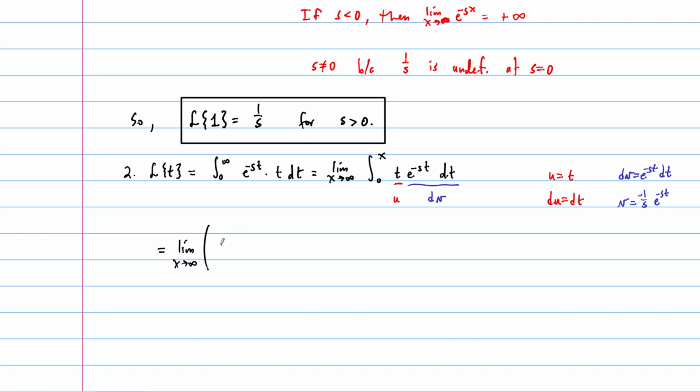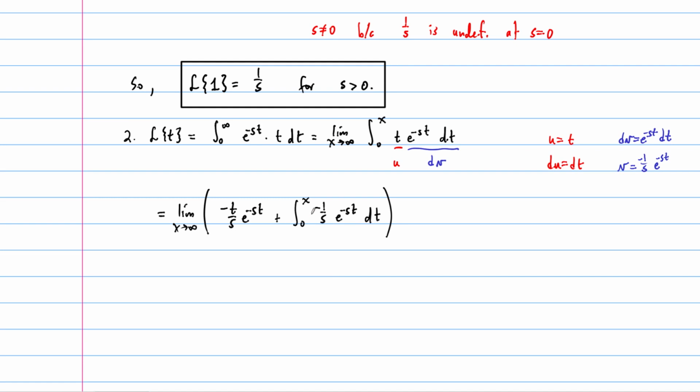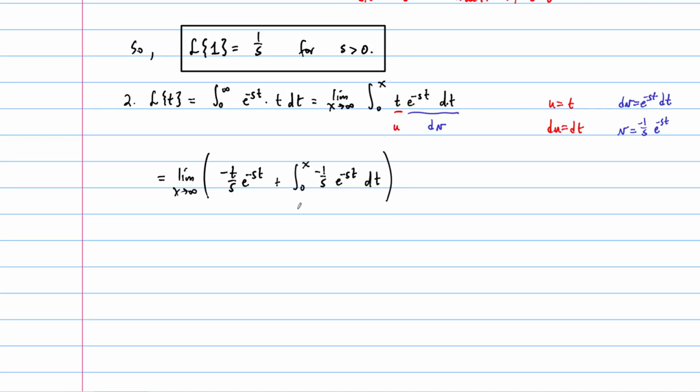That's what we're working on. So this is going to be minus t over s e to the minus st, minus a negative, so plus the integral from 0 to x of negative 1 over s e to the minus st dt. We still have to integrate this one again, but we know how to integrate e to the minus st dt, so this one's ready to go. This is then the limit as x approaches infinity of minus t over s e to the minus st, and then the integral of this one is going to be plus 1 over s squared e to the minus st.